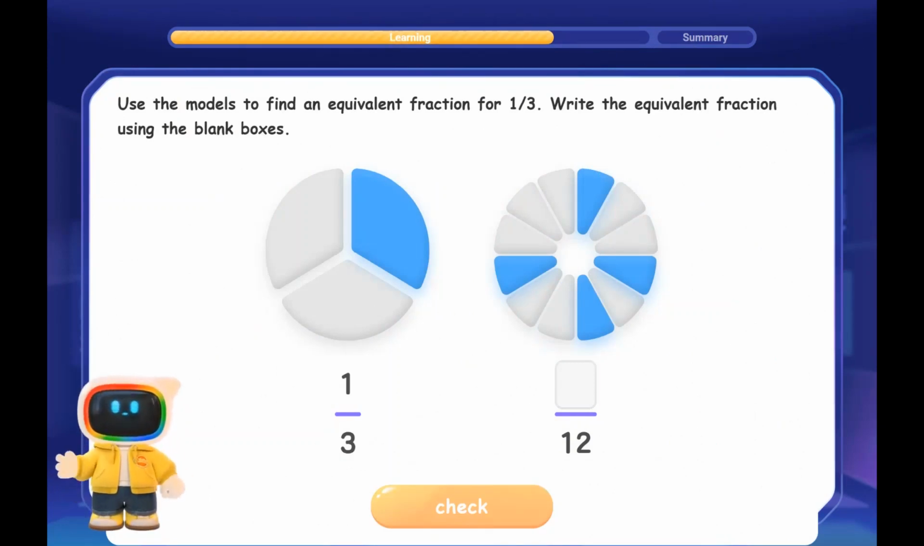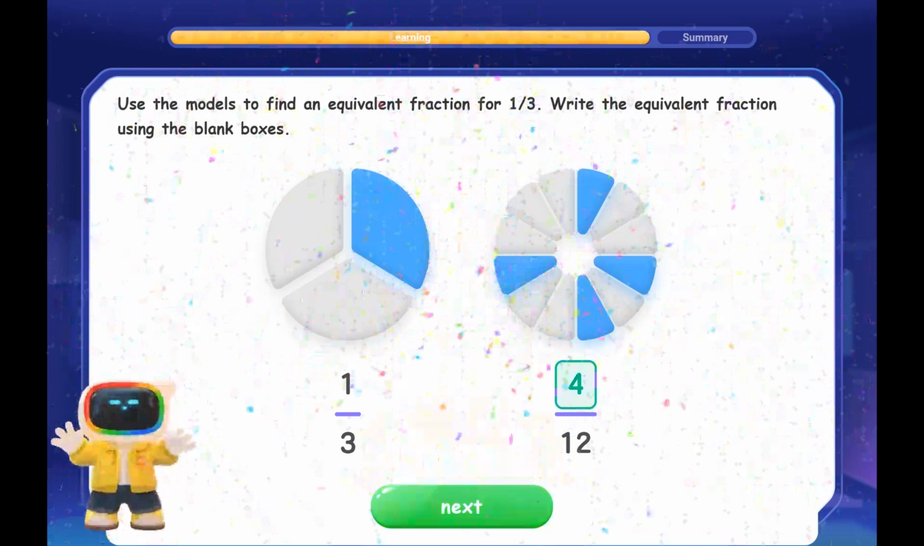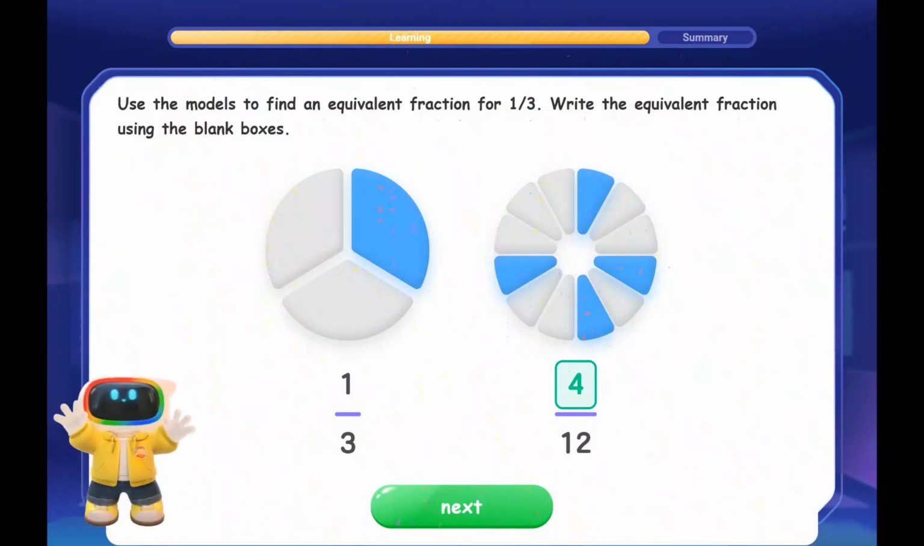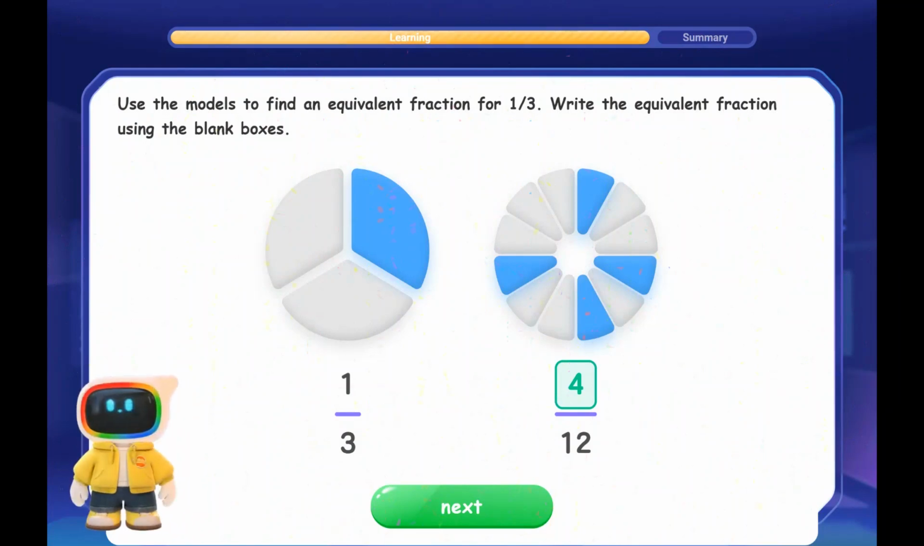Write the equivalent fraction using the blank boxes. Perfect! 1/3 equals 4/12. By looking at the pizza models, you can see that each 1/3 piece contains exactly 4 of the small 1/12 pieces.